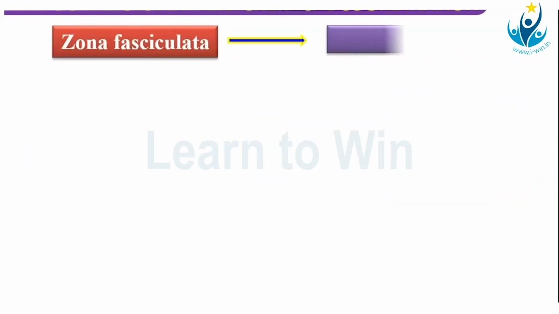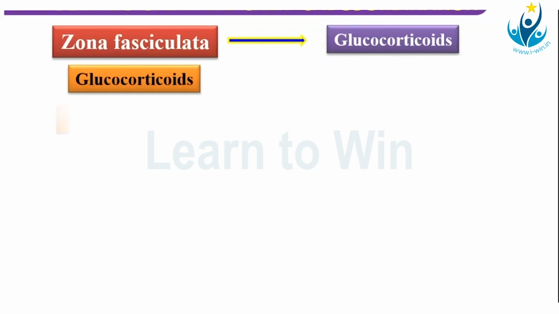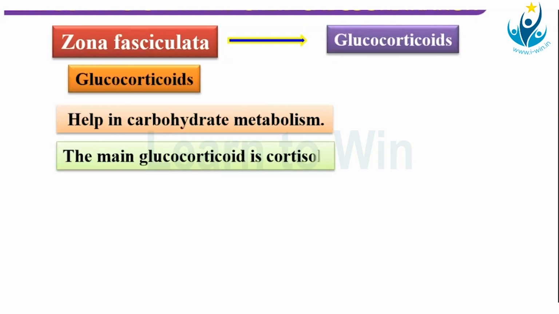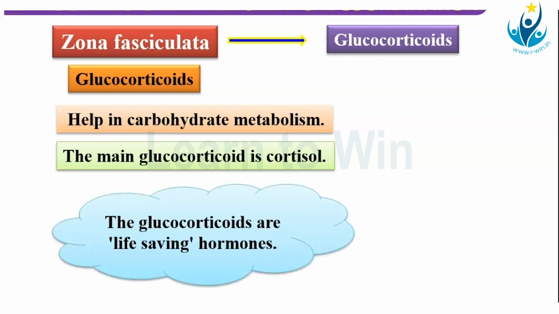Okay, then the zona fasciculata basically produces glucocorticoids, and these glucocorticoids help in carbohydrate metabolism, and the main one is cortisol. Cortisol is a very important corticoid. In fact, 95% of the glucocorticoids is cortisol in nature. Other than that, it also produces corticosterone and cortisone. These are life-saving hormones. They're very, very important.